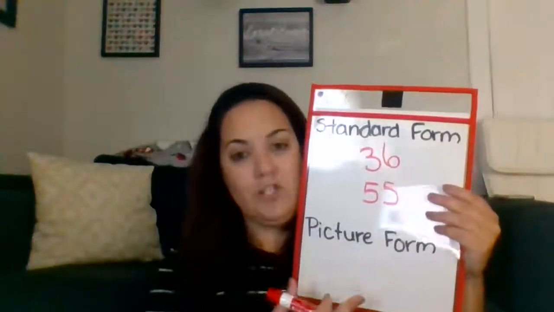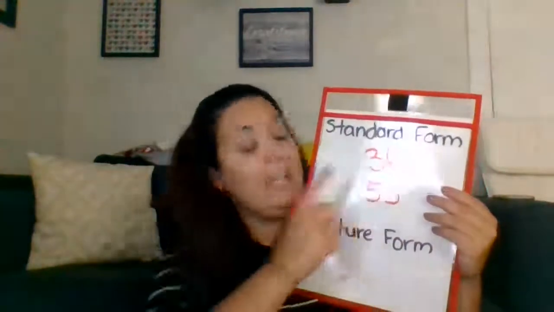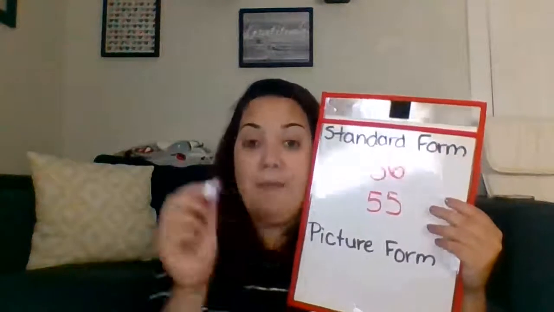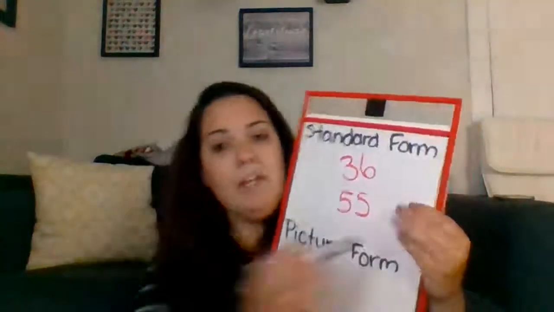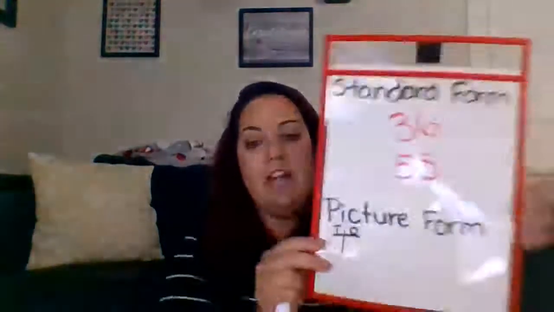Now, let's talk about picture form. Let's start with the number 36. To make 36, we've talked about place value in tens and ones before, right? And I know that I can use my tens and ones drawings to make these numbers. When I draw tens, I draw a line. When I draw ones, I make an X. So to help me out, I'm going to put my standard form numbers in a T-chart to show me tens and ones. I'm going to put a T for tens and an O for ones.